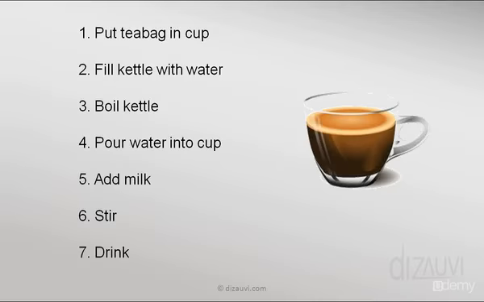For example, the recipe to make tea can be considered as an algorithm. You can follow this exact sequence of operations, and once you are done, you can have a cup of tea ready.